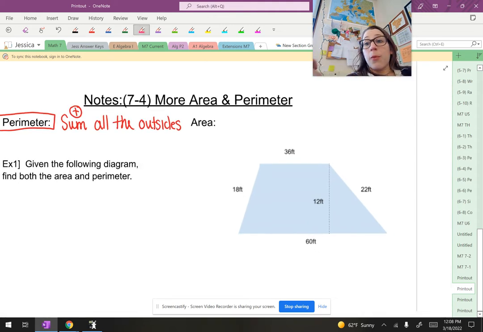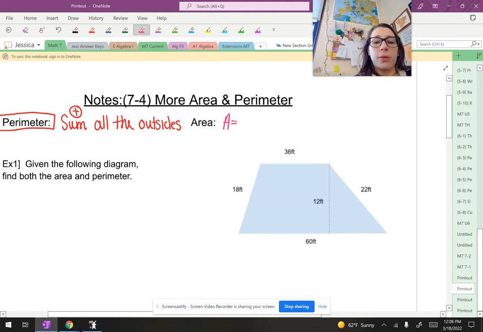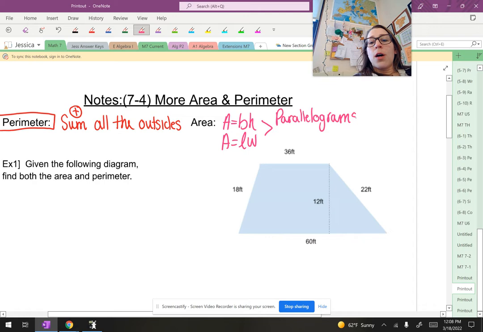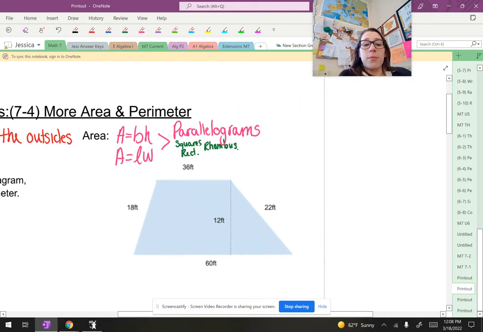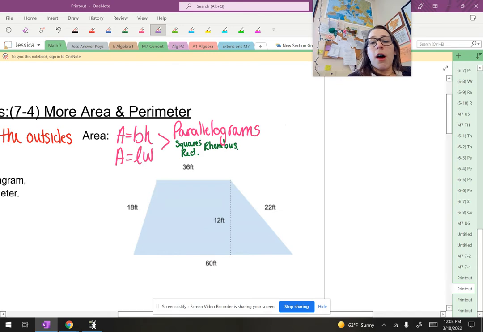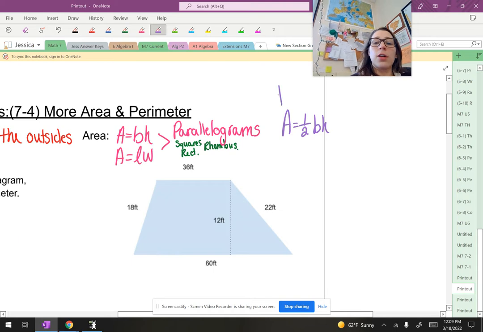Area, though, is going to be different depending on what kind of shape you're dealing with. That first area formula that you might be thinking of, base times height or length times width, is for those parallelograms. Reminding yourself that a parallelogram does include things like squares, rectangles, and rhombuses or rhombi. Those are all considered parallelograms. Not to confuse that with our other important area formula, which is 1/2 base times height, which is my triangle formula.